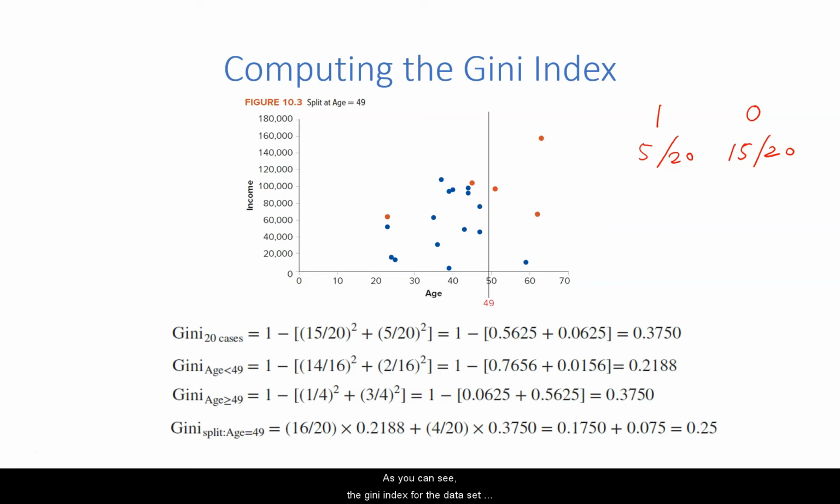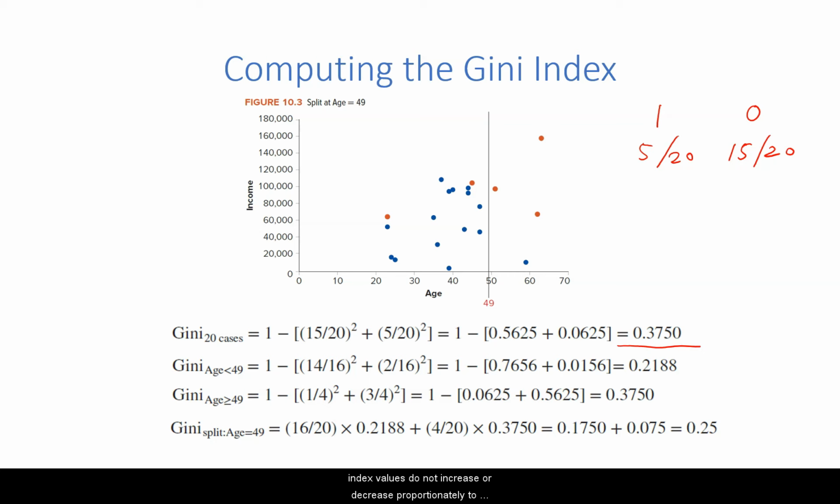As you can see, the Gini index for the dataset with all 20 cases is computed to be 0.375. Please feel free to pause the video and practice how to compute the Gini index. 0.375 is quite close to 0.5, therefore suggests that the current dataset is quite impure.